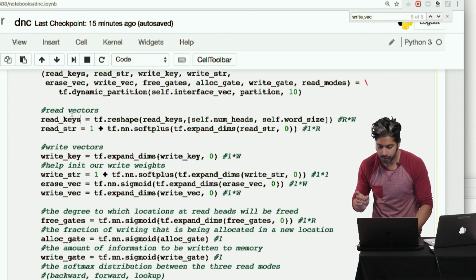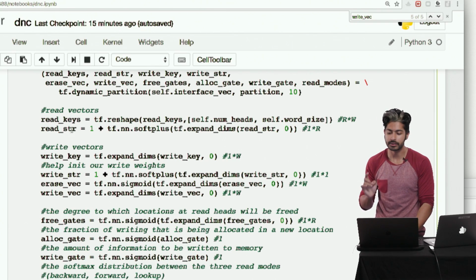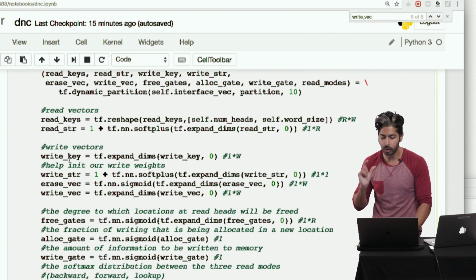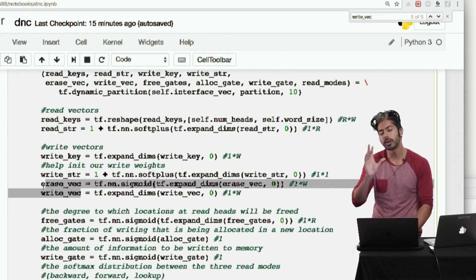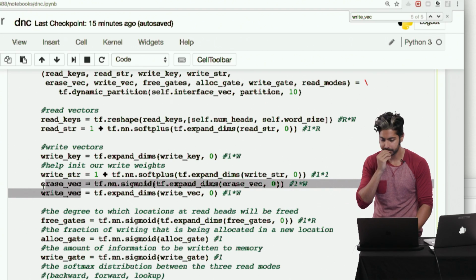And then the string is going to help us initialize our read weights. Okay, this value is going to help us initialize our read weights. For our write vectors, it's the same thing. We have our key, and the string is going to help us initialize our weights. And then we have 2 vectors here. There are 2 components to writing. First, we erase, and then we write. So it's like an overwrite. So before we write to something, we want to erase what's already there, and then write over that empty space.